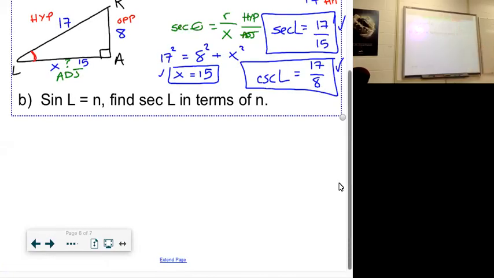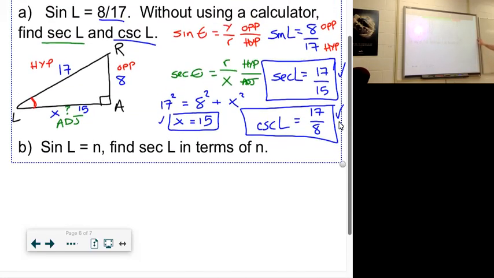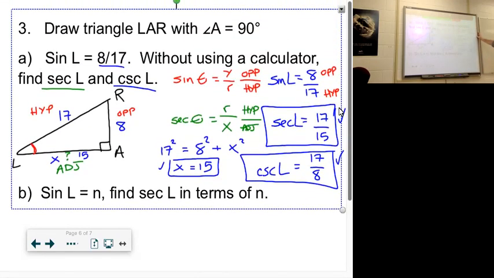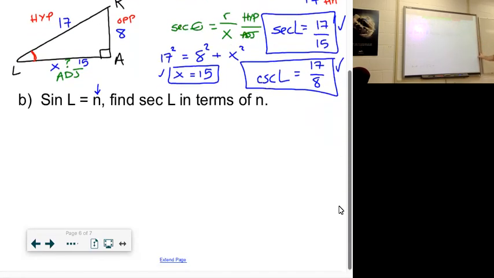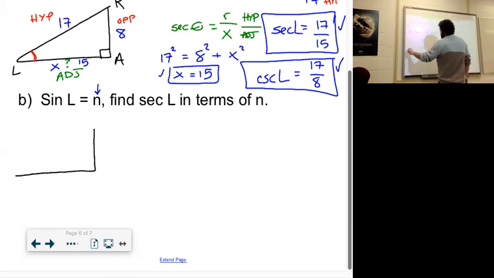So this is part B of the last example from our notes on Wednesday. It's very similar to the problem we did earlier with sine of L equals 8/17. The only difference is here we're not given a numerical ratio, we're just given the value of n. But the problem works the same way, just the algebra is a little heavier. So we'll start with sketching another right triangle here.